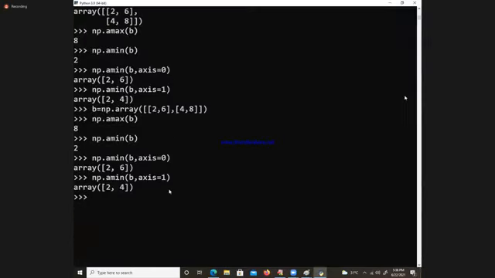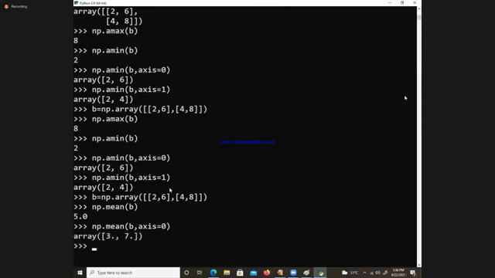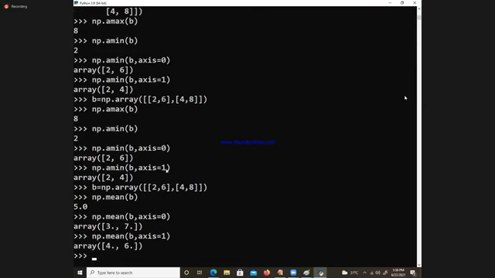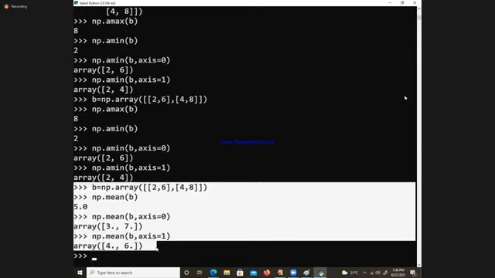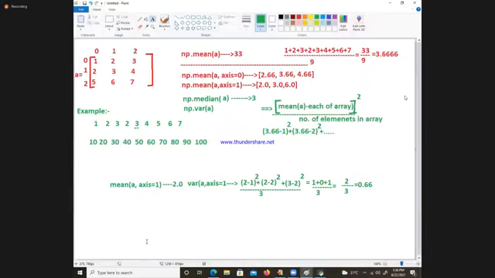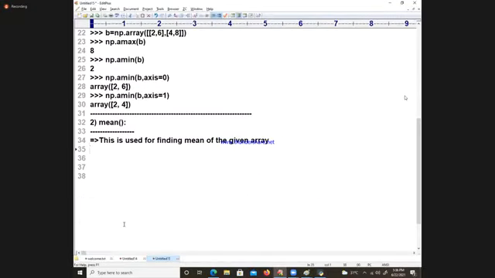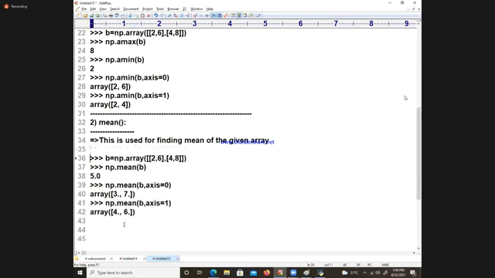Here I will write it. I will rebuild my matrix once again. Yes, I will apply np dot mean of B, sorry. np dot mean of B, comma, axis is equal to 0. Axis is equal to 0. np dot mean with axis, we got this. So I will take the example part also here.